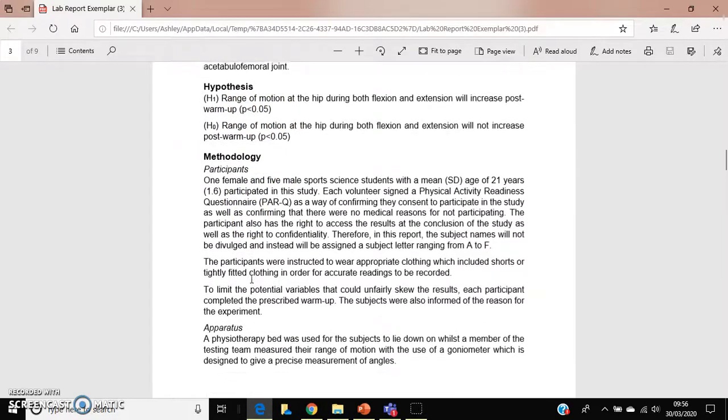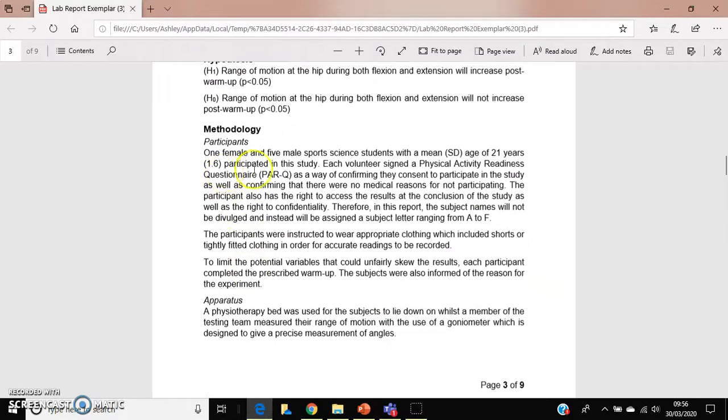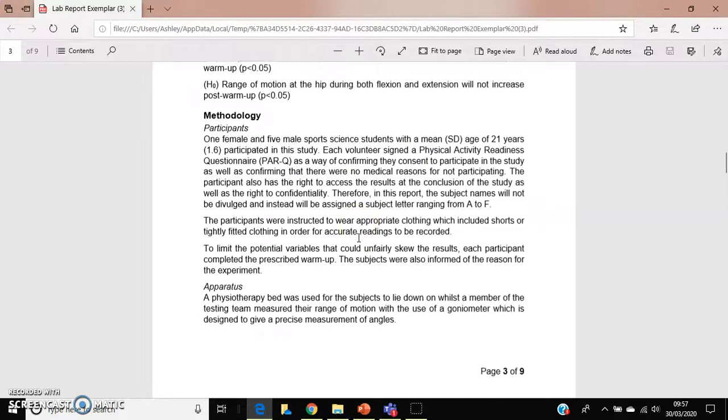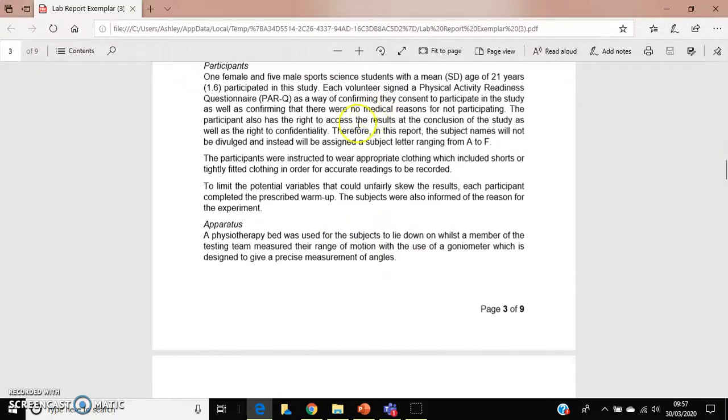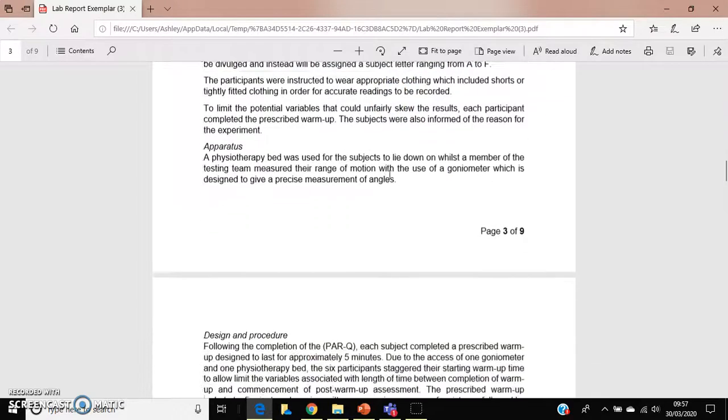Your methodology obviously talks about the participants. Remember, no names mentioned. What participants, what age, what gender they were, what the standard deviation of age is. Everyone completed a PAR-Q. You all did, so acknowledge that. Within that, once you've introduced the client, talk about anonymity. So talk about subjects A to F as opposed to subject names, to protect identity. That's really important.